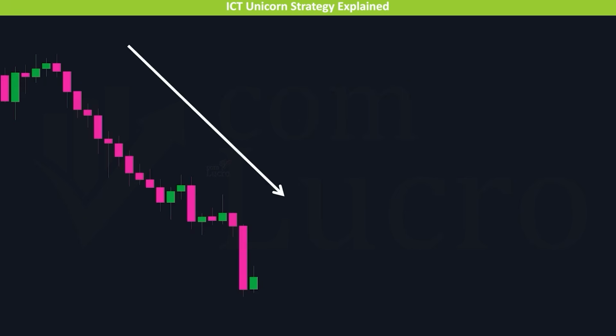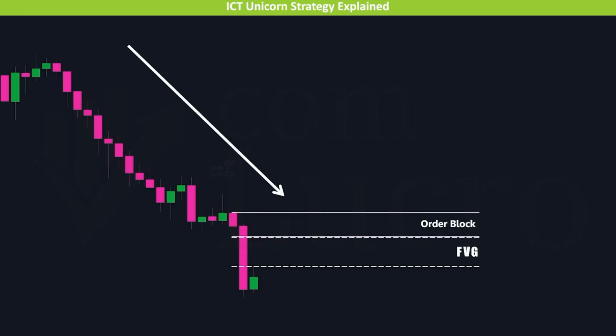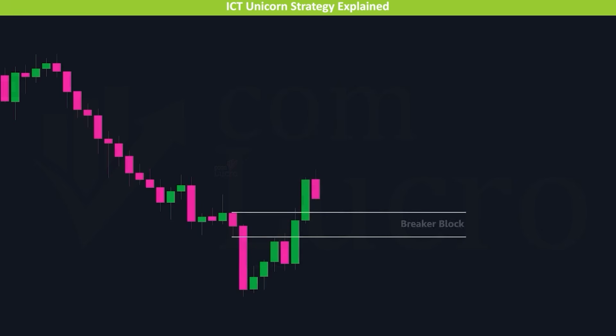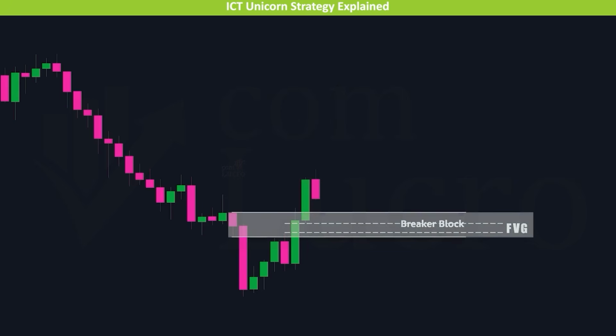The market is in a clear downtrend, and the most recent impulsive move has produced a well-defined fair value gap, signaling strong bearish momentum. Inside this retracement area, we can identify an order block that offers a potential entry zone for sellers. If price holds below this area, the bearish bias remains intact. However, if price breaks above it, that behavior can signal a shift in direction and the possibility of a reversal.